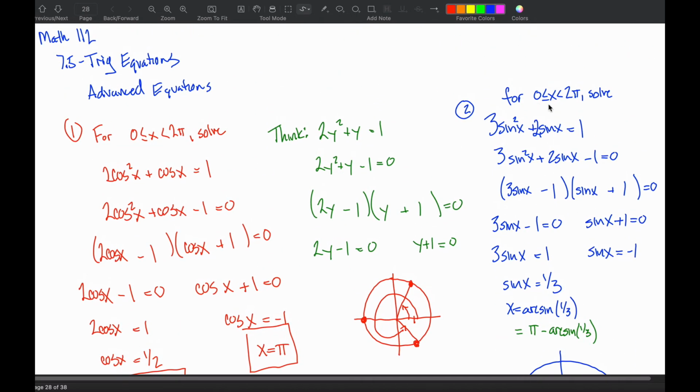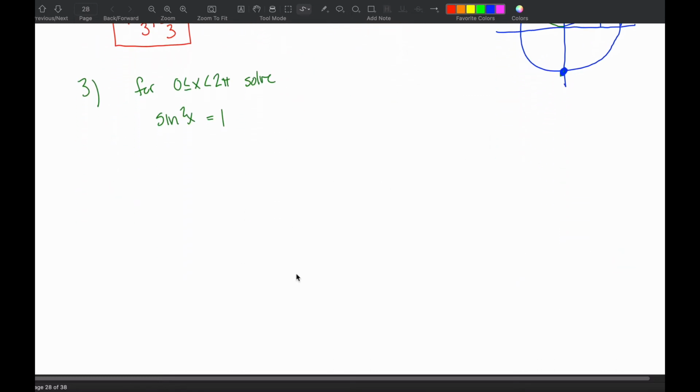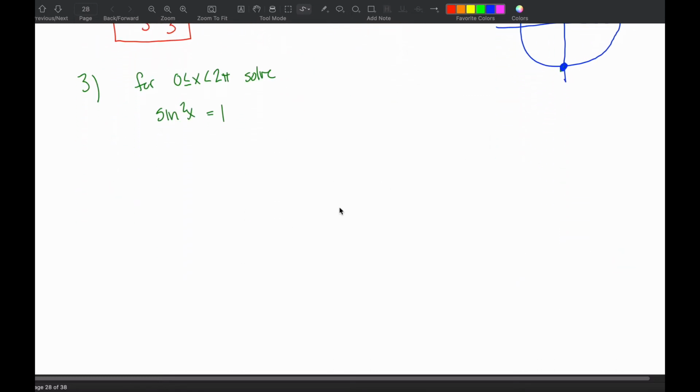But if you refer to it as negative pi over 2, you're coming up with a solution that's not in this restricted range. So you better refer to it as 3 pi over 2. That was a hard one. Let's do one that's a little bit easier that technically qualifies as an advanced equation.